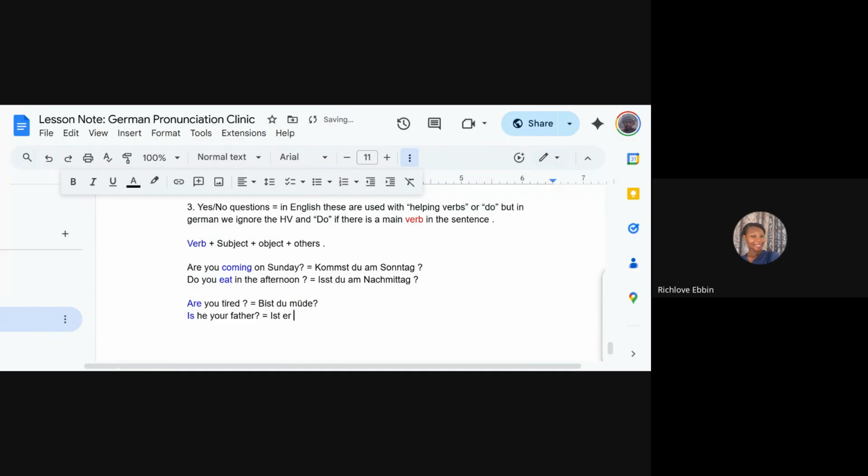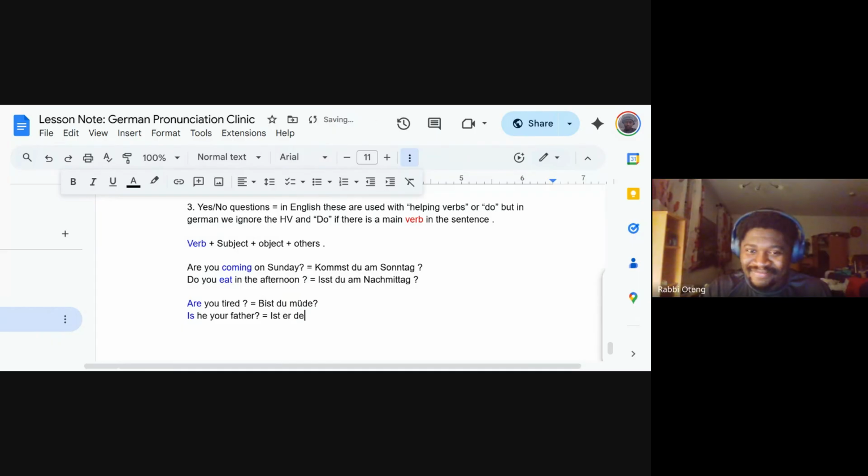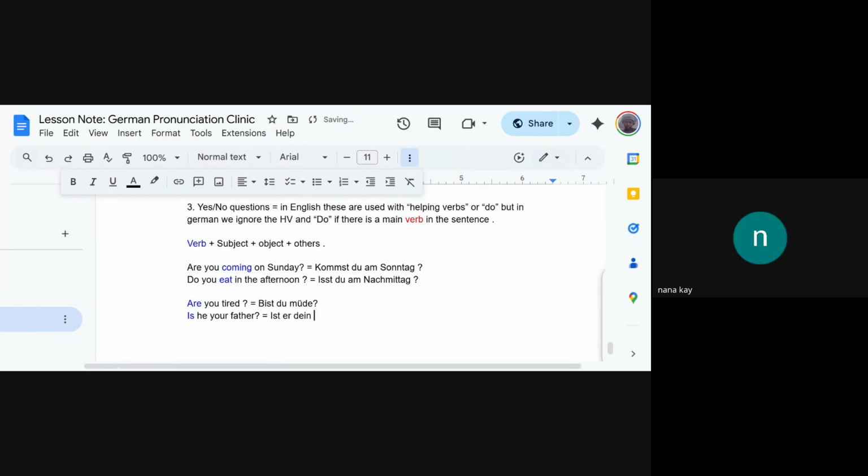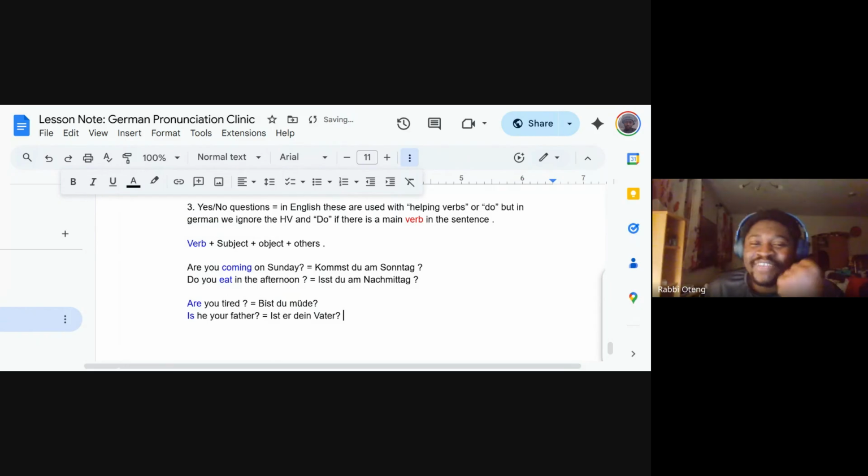Ist er dein Vater. Okay. Yeah. So it is dein Vater and not deinen Vater. We said before you can get an accusative. Accusative case is when we have what? An object in the sentence. We have a subject and what? An object. But when the subject is still the direct object in the sentence, then it's still used in the nominative form.